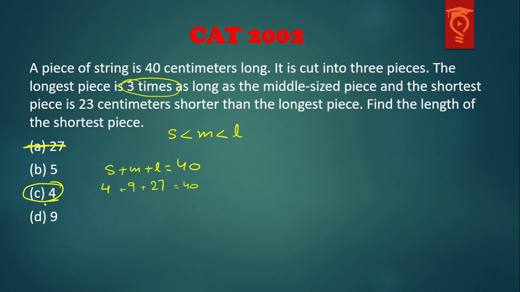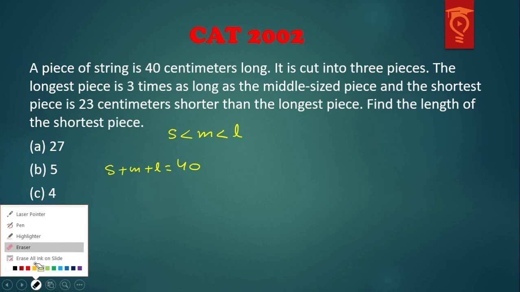However, had I picked 5 first, what would happen? 23 added to 5 would become 28, which is not even a multiple of 3. I would have discarded 5 like that. If I had picked 9, then 23 added to 9 would make 32. Now the sum of shortest and longest itself is becoming more than 40. One reason to discard this option is this, and other than that also 32 is not a multiple of 3. So any which way you want to work it out, you get the answer as C option.